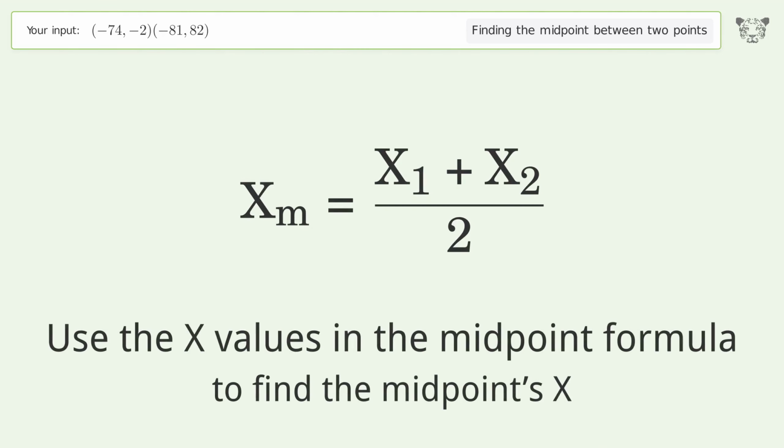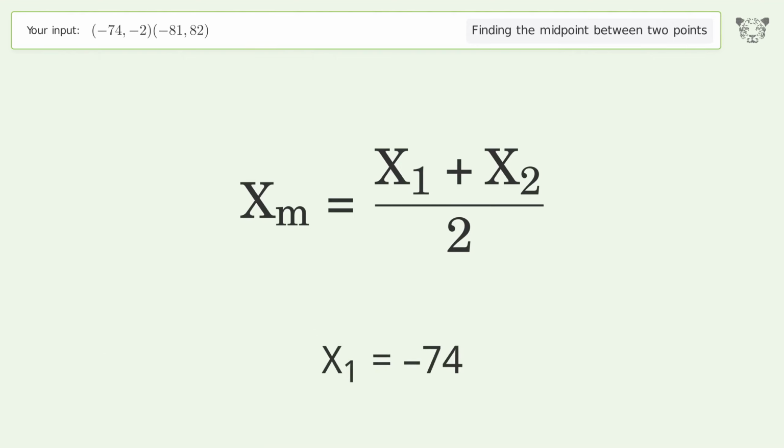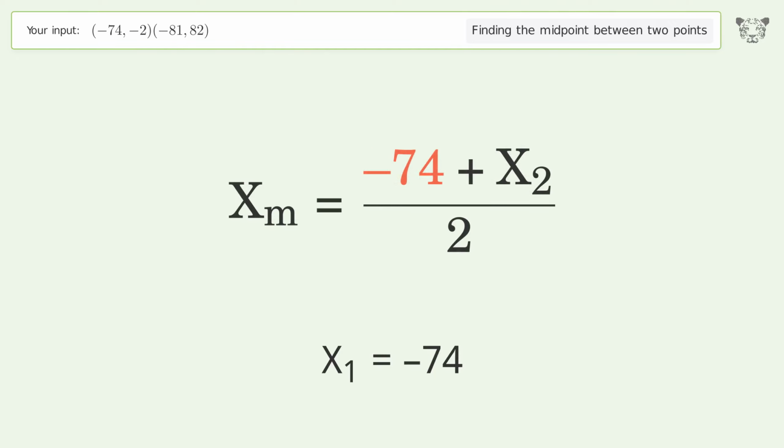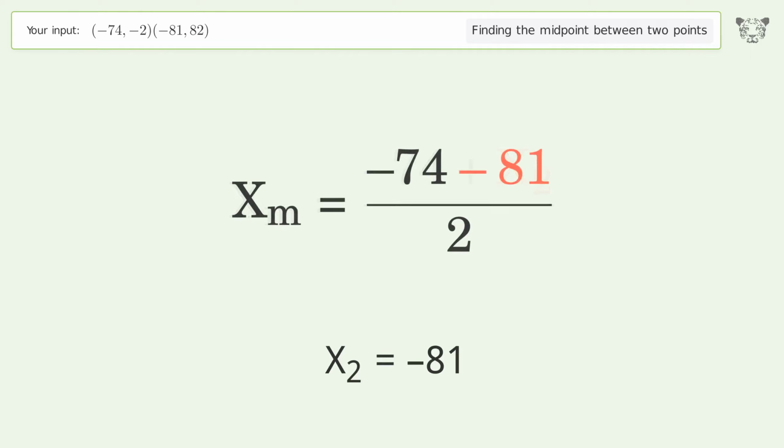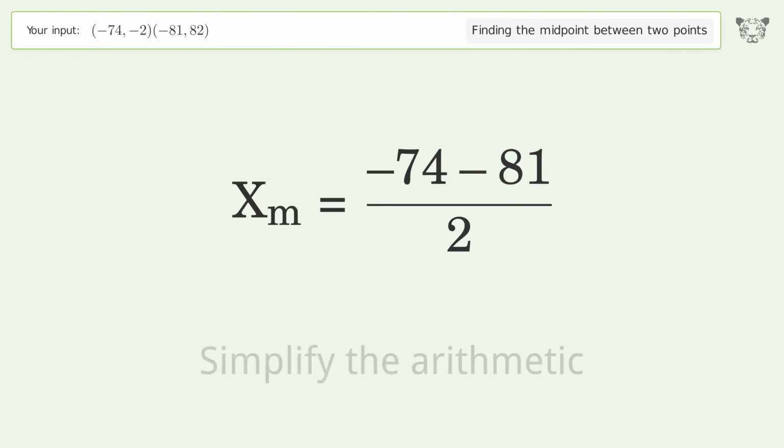Use the x values in the midpoint formula to find the midpoint's x. x1 equals negative 74. x2 equals negative 81. Simplify the arithmetic.